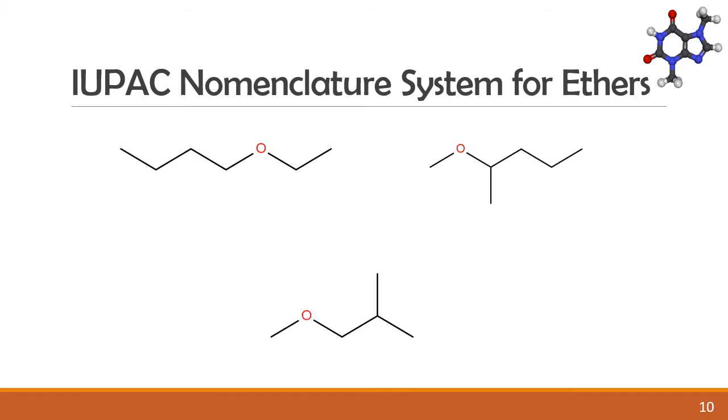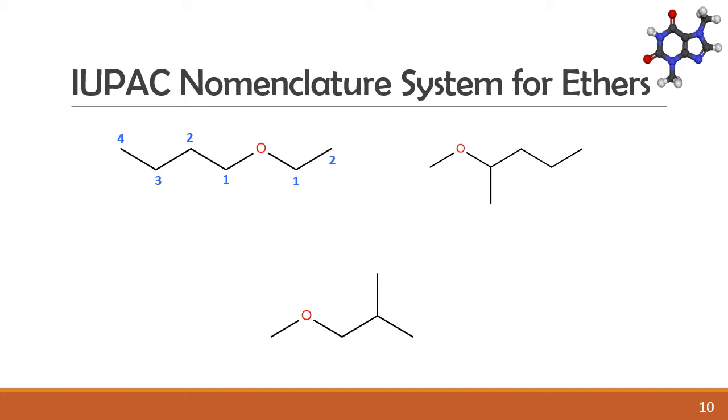Let's try naming these ethers. For ethers, we must first choose which side of the oxygen has the LCC. In our first ether on the upper left, the left side of oxygen has 4 carbon atoms with single bonds, so it is an alkane. The right side is also an alkane but only has 2 carbon atoms. So, the carbon chain on the left is the LCC.